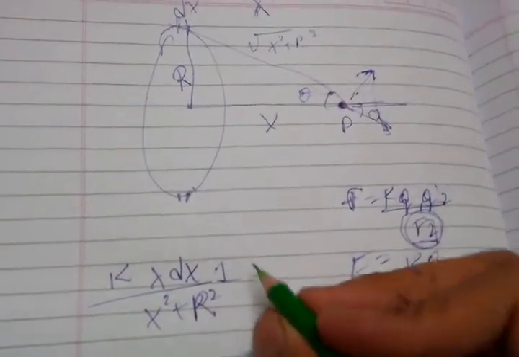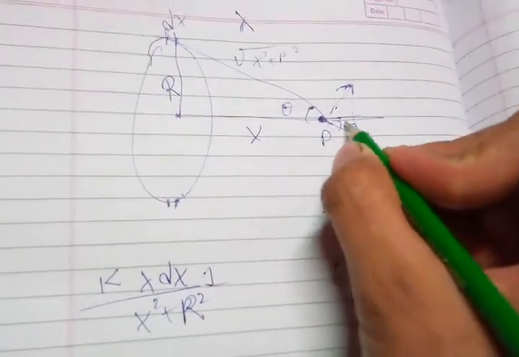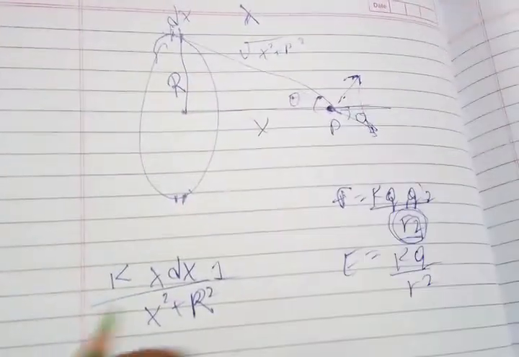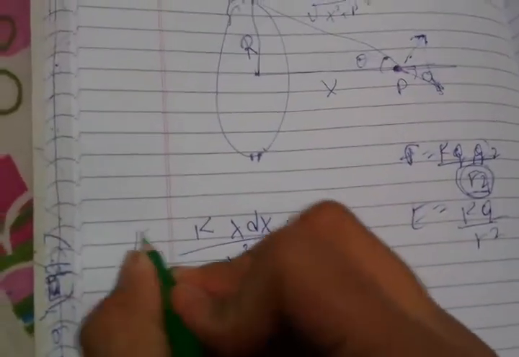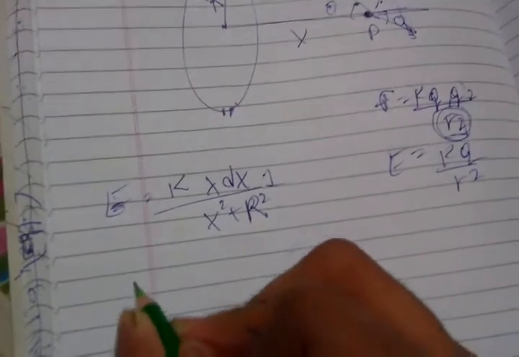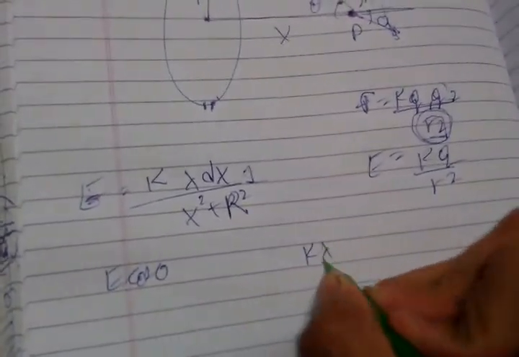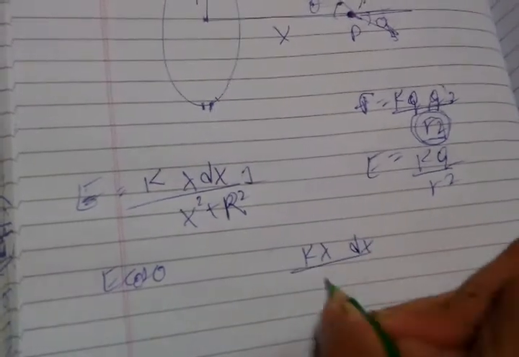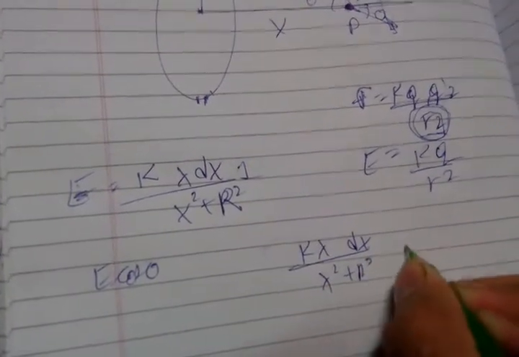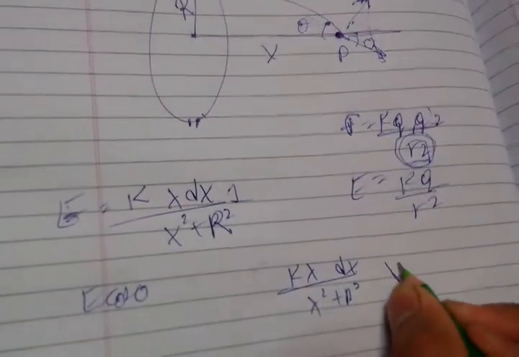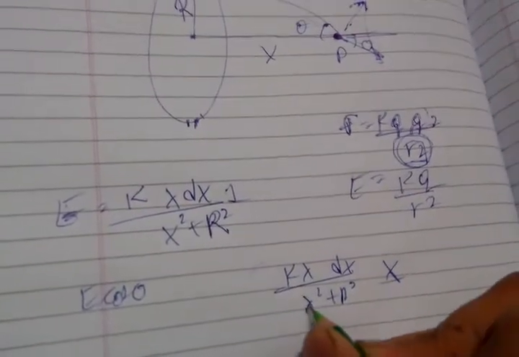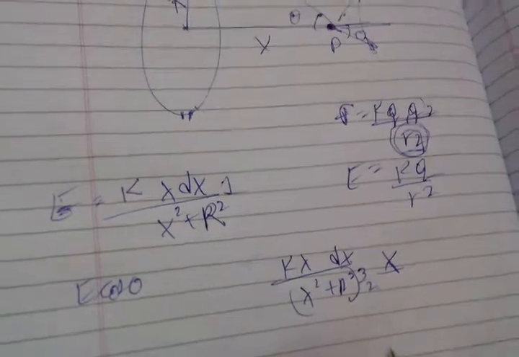Alright, so this is the electric field on this point, but we want the horizontal component of this electric field. So this is the total electric field. We want the horizontal component, so we want E cos theta. So the E cos theta will be k lambda dx upon x square plus r square. Cos theta is x upon under root x square plus r square, upon under root x square plus r square, so it will be the power 3 by 2.